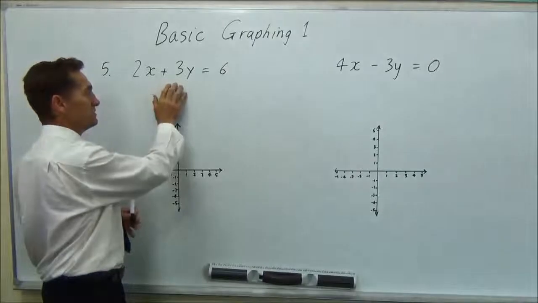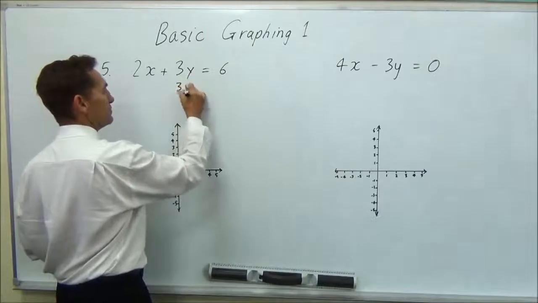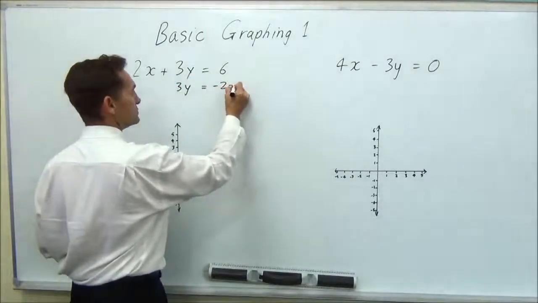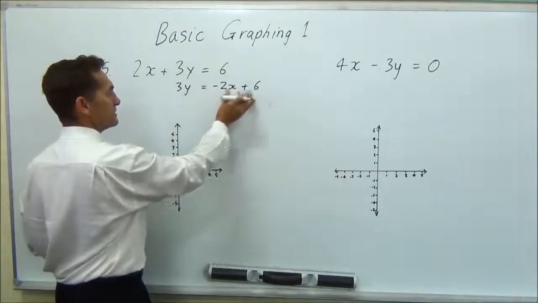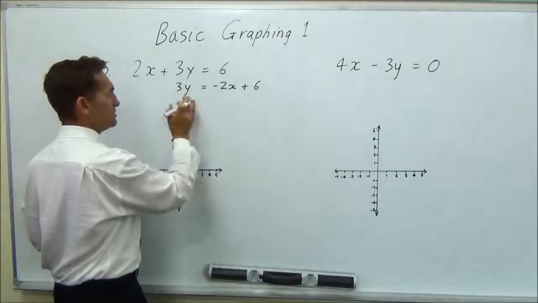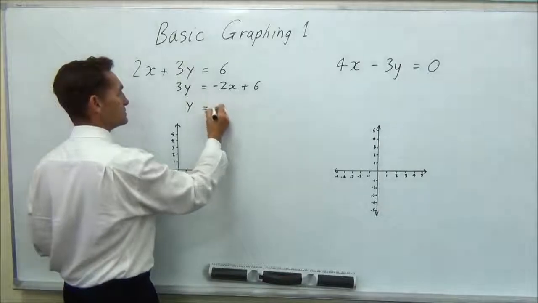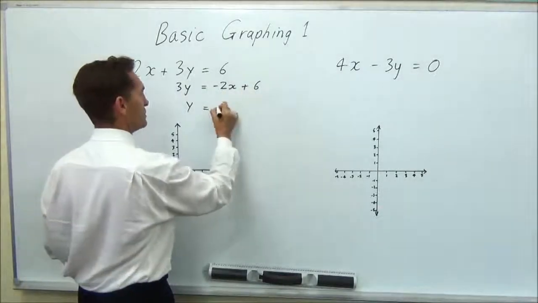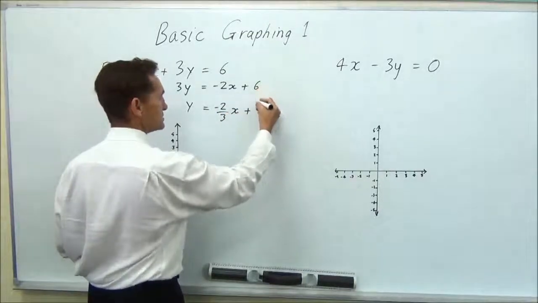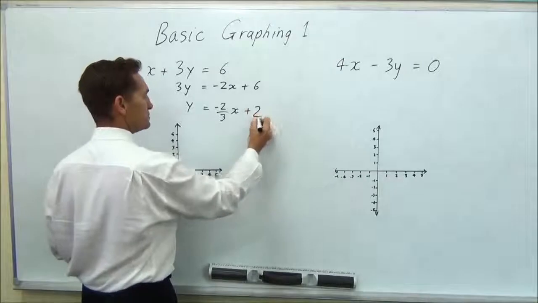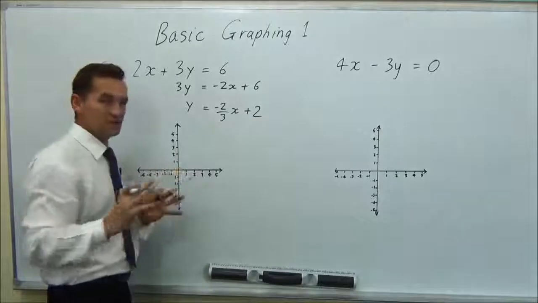So if you change this equation, you'd move the 2x over here. So you'd have 3y equals minus 2x plus 6. So take off 2x, take off 2x, and I get this. And then divide by 3, because you only want y equals. So we get y equals, divide by 3, divide by 3. So we're going to get minus 2 thirds x plus 6 divided by 3 is 2. And now you've got y equals mx plus b, and it's a lot faster to graph.